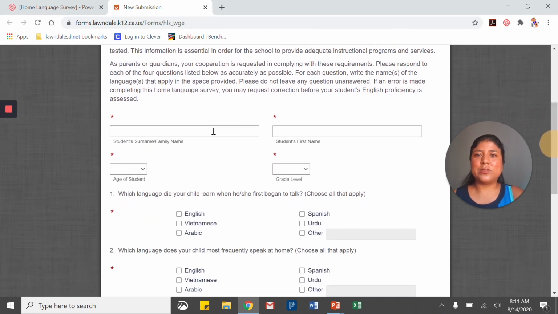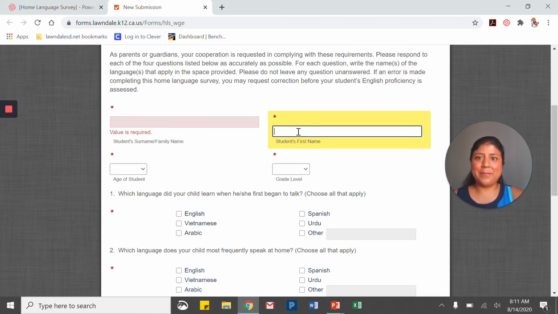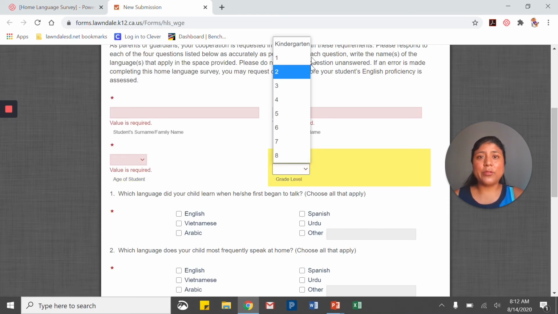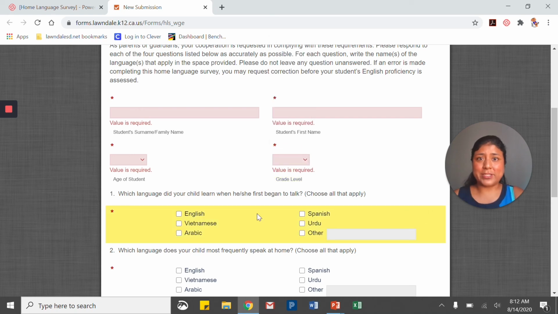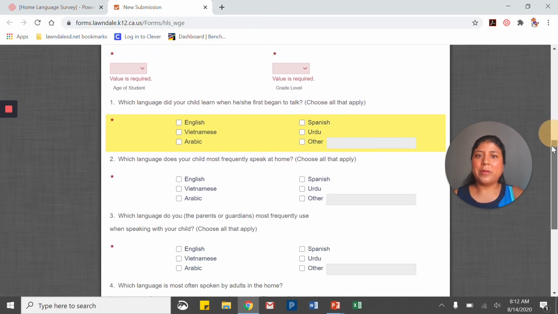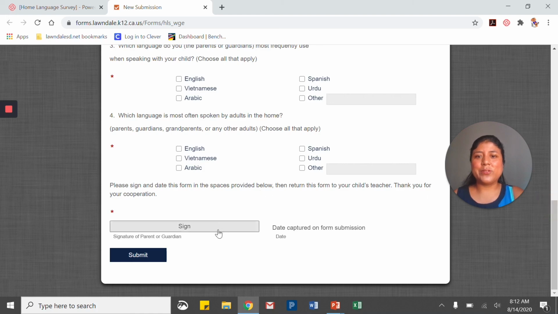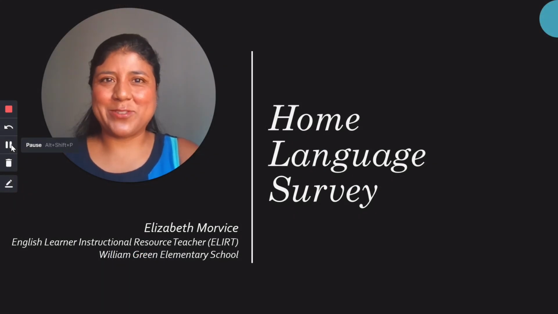You will be asked to fill out your child's last name, then their first name. Select the age of your student, how old they are, the grade level they will be entering, and then the 4 questions. Make sure that you choose all that apply for each question. After you answer the 4 questions, you're going to click on sign and sign your name, and then click the submit button. Thank you for taking the time to complete the short survey.